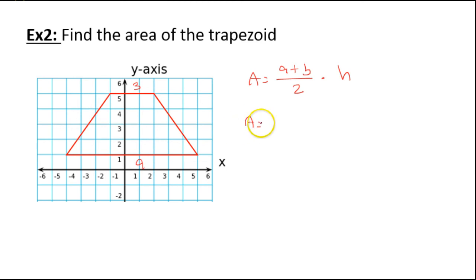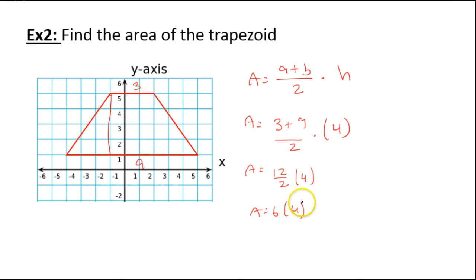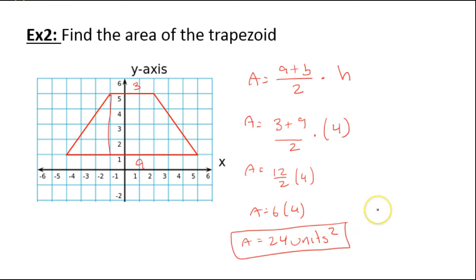So let's go ahead and plug in our values. We get 3 plus 9 over 2 times, what's my height? Well, my height is going to be from the vertex all the way to my base. That's 1, 2, 3, 4. So if I plug this in and simplify, I get 12 divided by 2 times 4, or 6 times 4, or we get 24 units squared is my area.